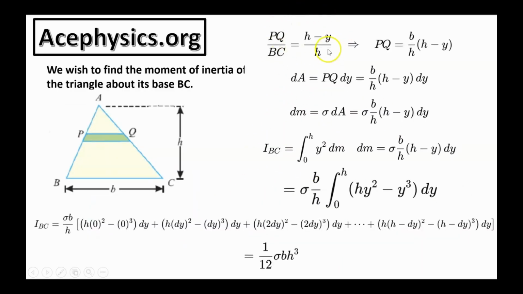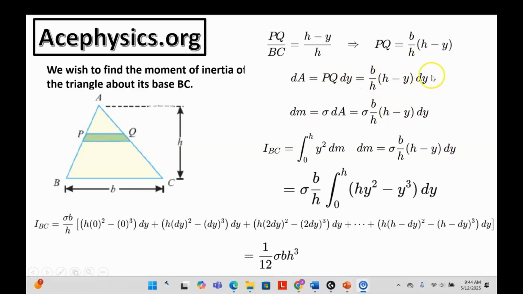Here's the ratio from the previous page. BC is equal to little b. This line, PQ, is equal to little b divided by h times h minus y. dA, the area of this rectangle, is equal to length times width. The length is PQ, that's this expression, and the width is dy, an infinitesimally small change in the y direction. dm equals sigma dA, the mass of one of these rectangular strips.